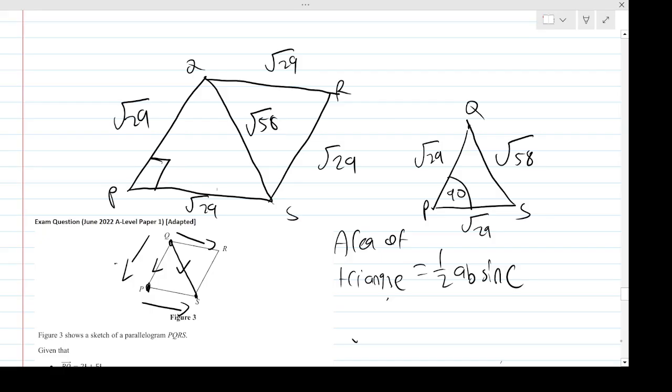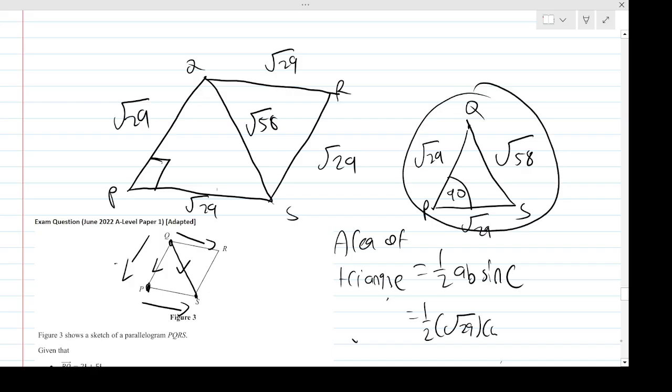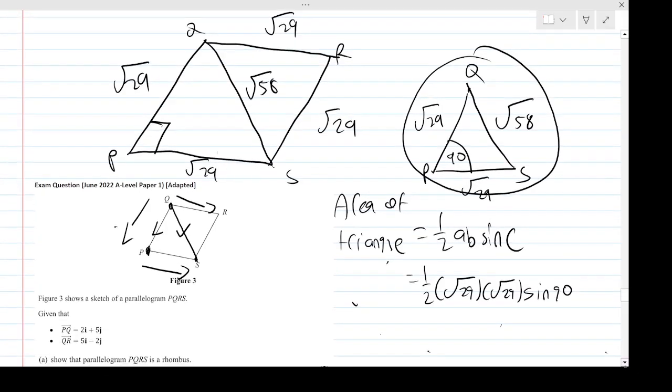In this case, we can still do half AB sine C. So it's going to be half of, in this triangle here, half of root 29 times root 29 sine 90. If we put that in the calculator, sine 90 goes to 1. So it's half times 29, so it's 29 over 2 units squared. And that is my answer. Cool, there we are.